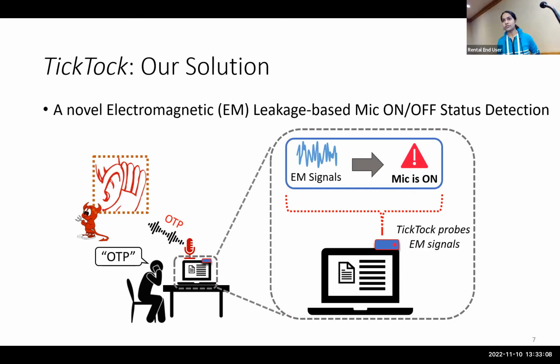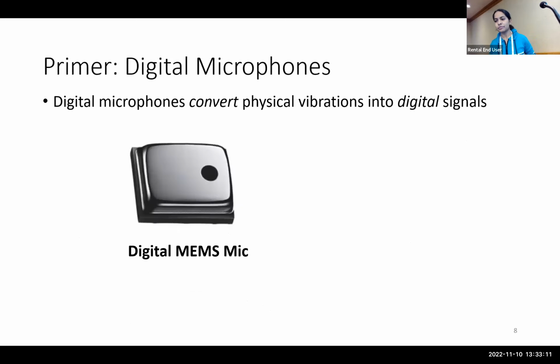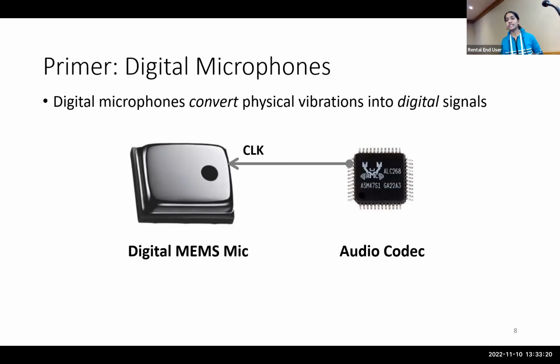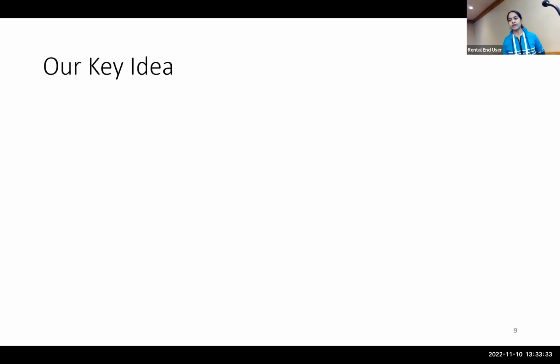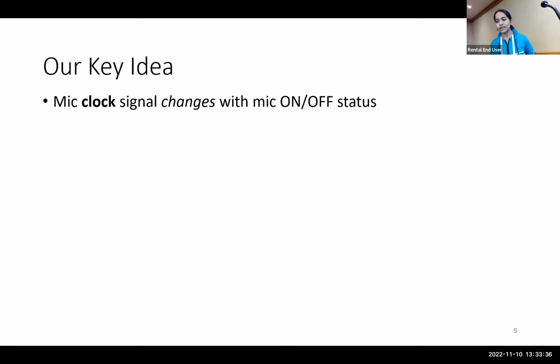So before we go into the key idea of TickTock, let's quickly do a primer on digital microphones. Digital microphones convert physical vibrations into digital signals. And this process of digitizing requires an external clock signal, which is provided by another component to the mic. And in turn, the microphone provides its digital data. So it is really this clock signal that becomes key to our idea here. So our key idea is essentially that this microphone clock frequency changes with the mic's on or off status.